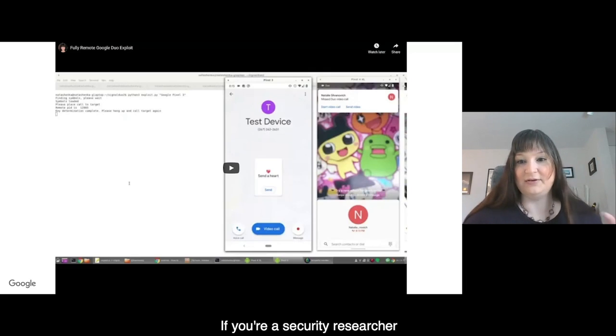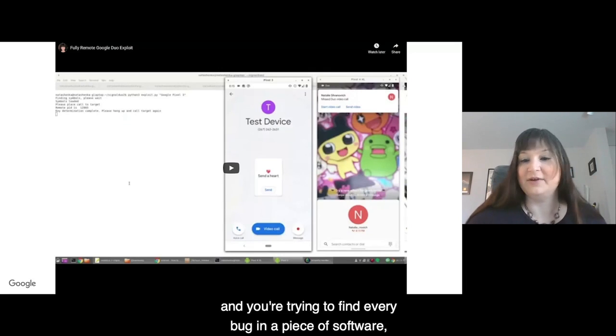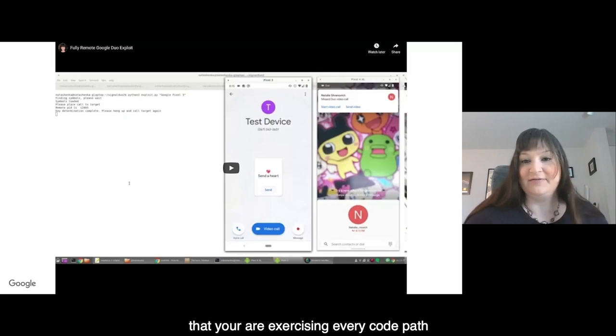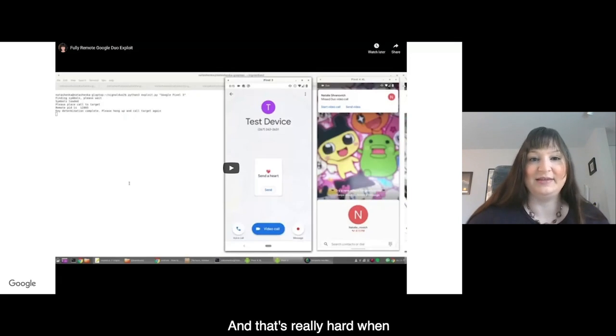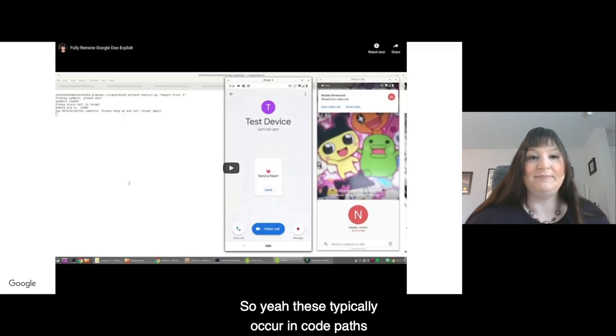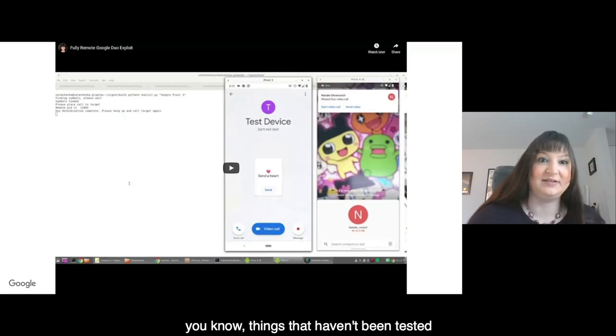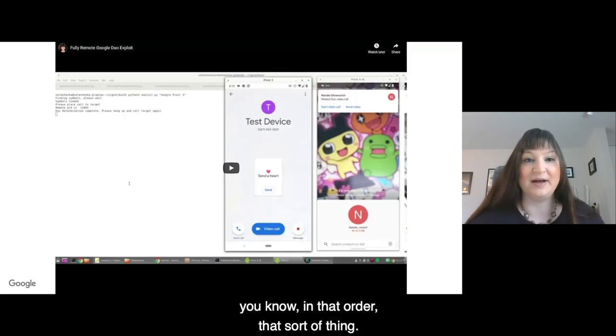If you're a security researcher and you're trying to find every bug in a piece of software like Chrome is, you have to make sure that you're exercising every code path, either through automated testing or through manual testing. And that's really hard when there is a really large amount of code. So yeah, these typically occur in code paths that aren't well tested. And also because of the statefulness of WebRTC, things that haven't been tested in that order, that sort of thing.